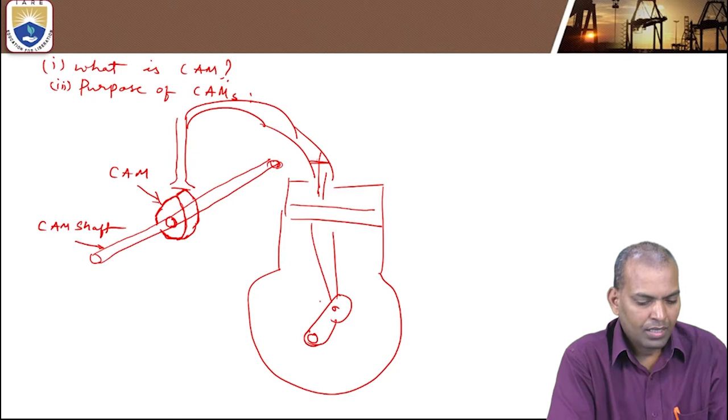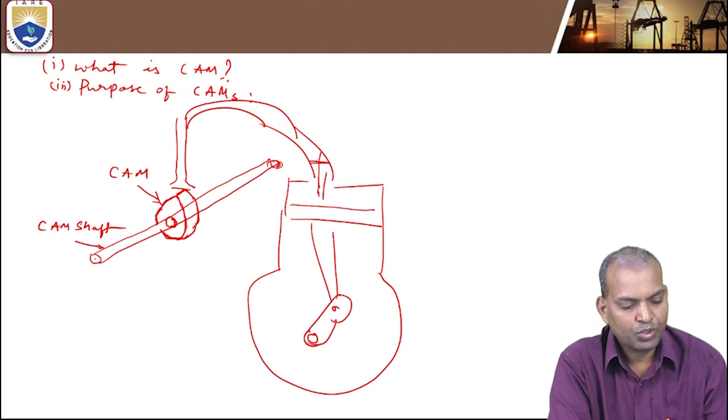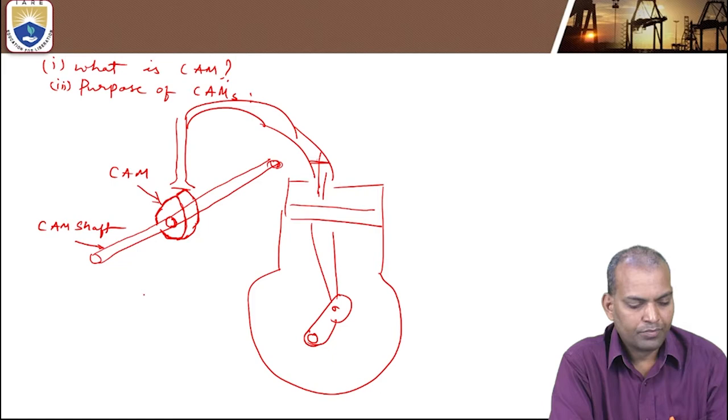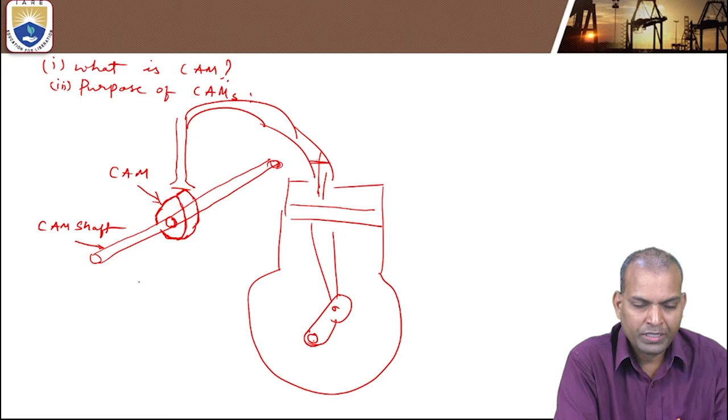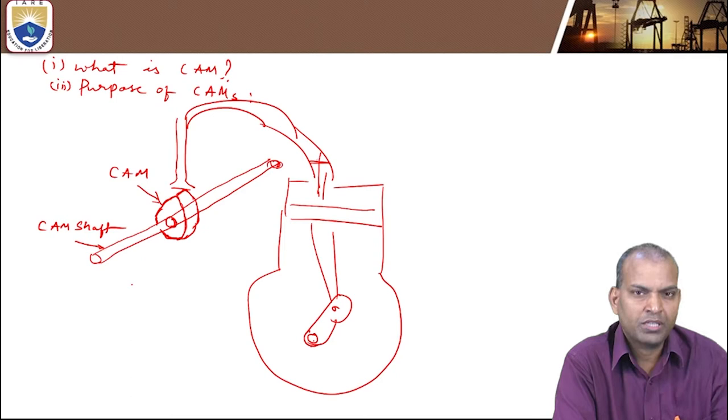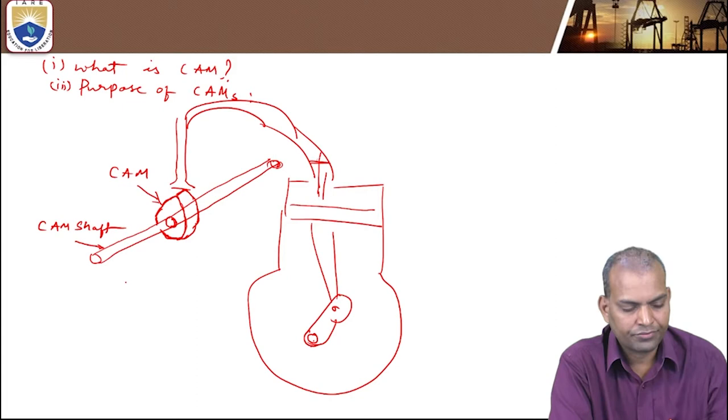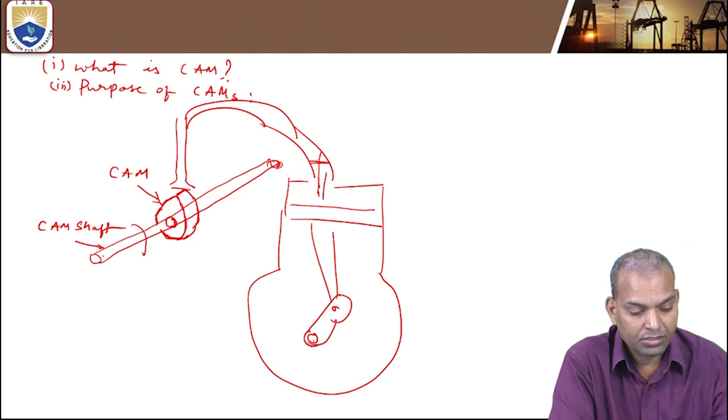This camshaft is connected to the gearbox or the gears. The crankshaft and the camshaft are connected through gears. When the crankshaft is rotating, there will be timing and speed reduction also. The gear train helps to increase or reduce the speed of the shafts. Now this camshaft rotates, and the contact between the CAM and the follower.